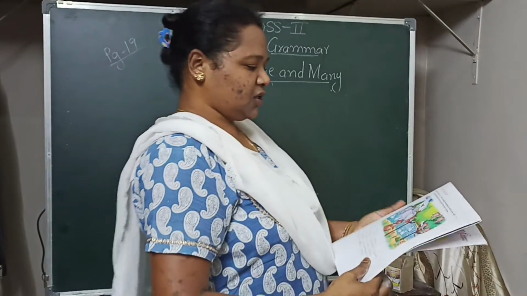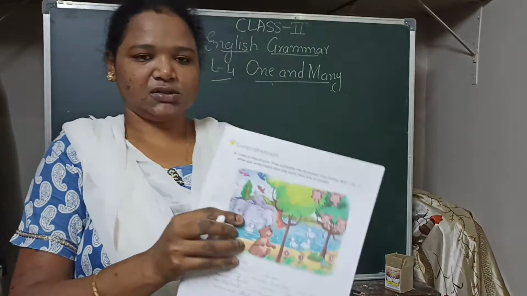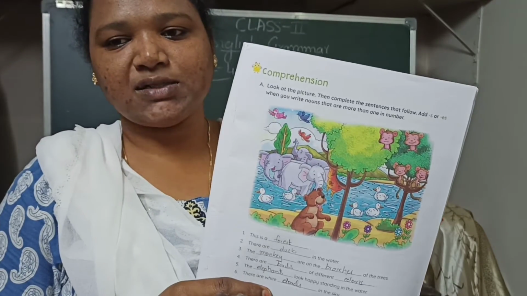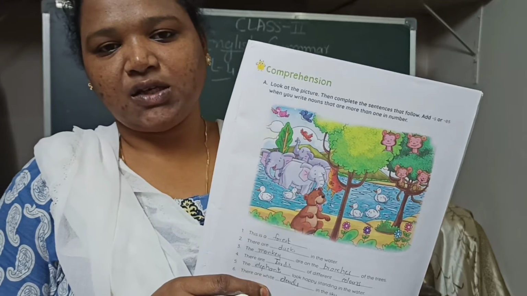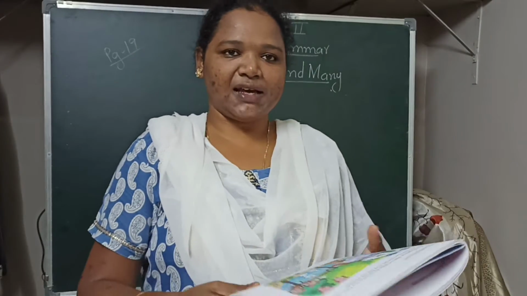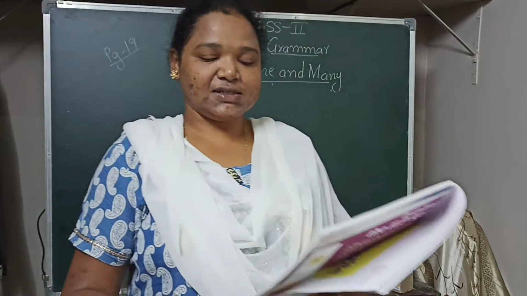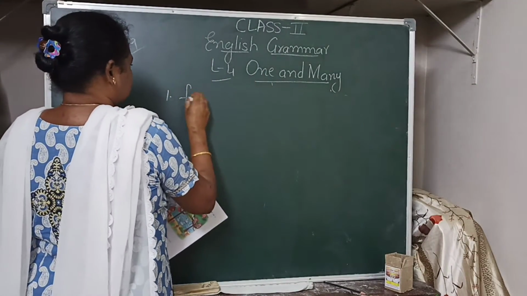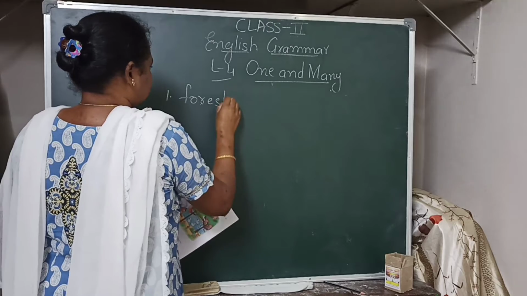See, they have given a picture here. See, there are types of animals. There is a river. There are ducks, birds, elephants, bears, monkeys. So we have to fill in the blanks by seeing this picture. So this is a forest. First blank is forest. F-O-R-E-S-T, forest.